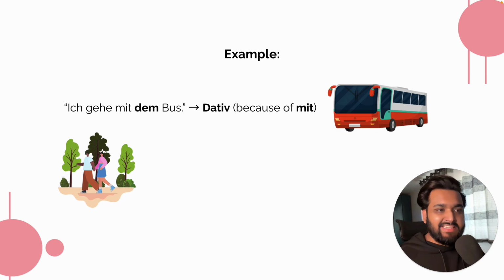Let's understand this through some examples. At first we have ich gehe mit dem Bus. That basically means I go with the bus. In this case, you can see you have to turn der into dem. Normally Bus has the article der, but you have to say dem. And how do we recognize that we have to turn it into dative case? Because of mit. As you can see, we have the preposition mit. That's why you say dem instead of der.